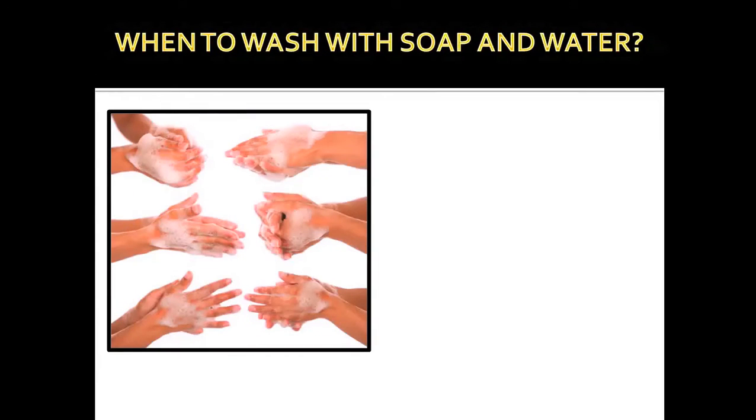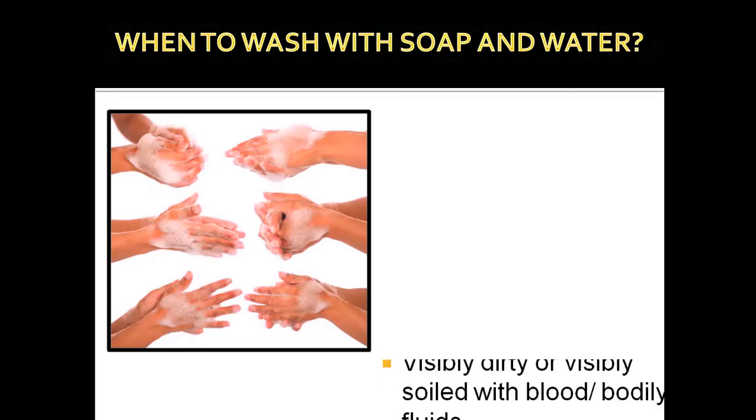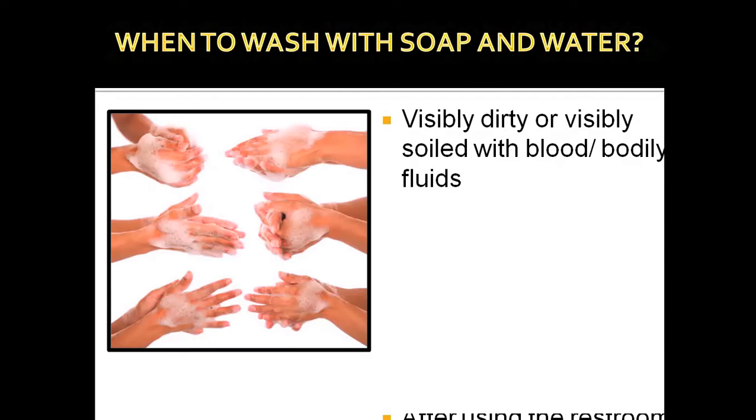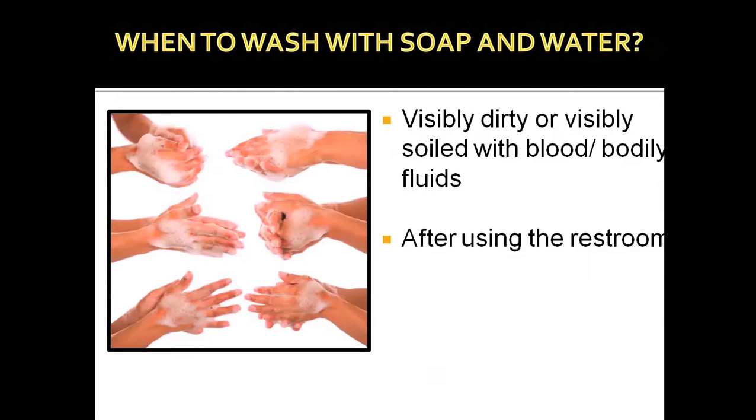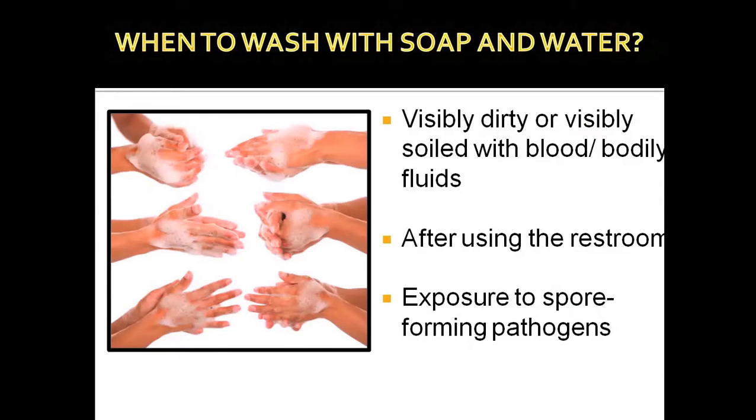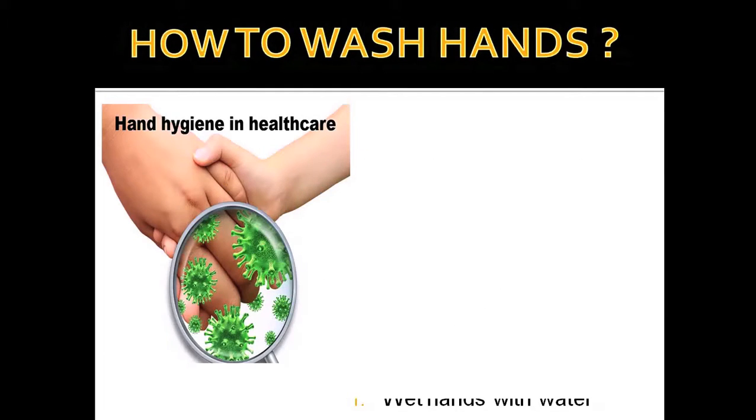A key element in improving hand hygiene is the use of an alcohol-based hand rub as a replacement for washing with soap and water in the traditional healthcare settings. But when should alcohol-based hand rub not be used and instead you must wash with soap and water? Wash with soap and water when hands are visibly dirty or visibly soiled with blood or other body fluids. After using the restroom, when exposure to potential spore-forming pathogens, including Clostridium difficile, is suspected or confirmed, hand washing is needed.